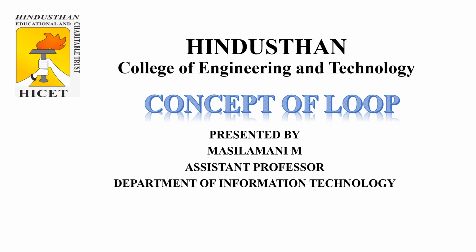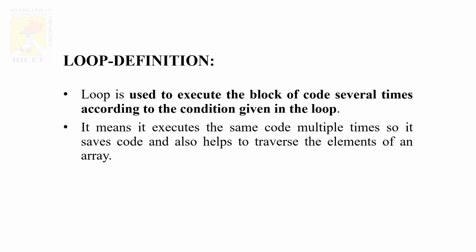In this session, we are going to see about the concept of a loop in C programming. First of all, what is a loop? Loop means repetition, right? It executes the code several times whenever the condition is satisfied. So it executes the same code multiple times.